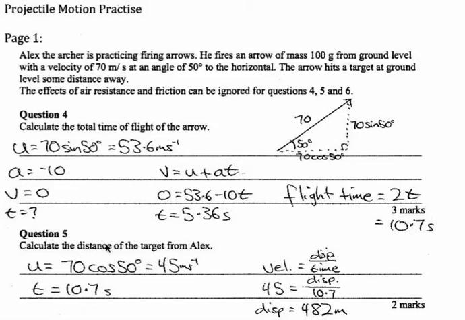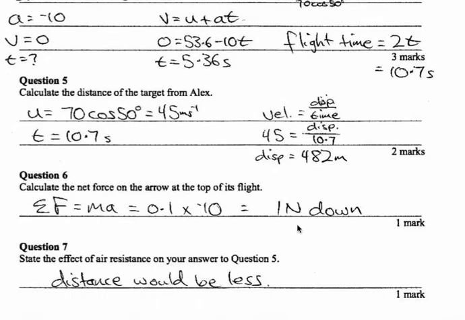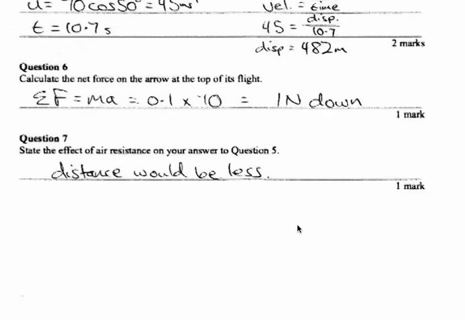The distance of the target from Alex, so how far does it travel? How far does the arrow travel in that 10.7 seconds? So horizontal velocity is 70 cos 50 from the diagram here, so 45 meters per second. And the time it takes to travel that distance is 10.7 seconds. So velocity equals displacement over time, 45 equals displacement over 10.7. So the displacement is velocity times time, 482 meters. Okay, 2 marks for that question.